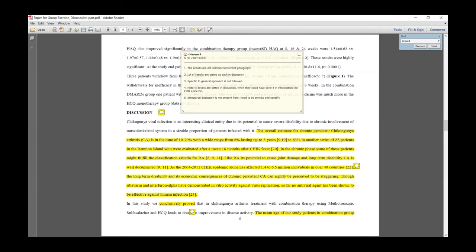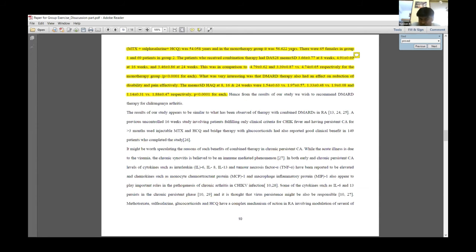Yes. The first paragraph doesn't have the summary of the results, as I've stated. A lot of statements are given which can be given in the introduction part, and the specific to general approach is not followed. "Conclusively proved the chikungunya arthritis" statement: such statements needn't be stated here, it's a little exaggeration. Then the mean age of study patients in the combination group versus the monotherapy is stated here, which can be stated in the results because they are not different as such. They needn't be stated in the discussion part. In the discussion part, I found a lot of results are written as such here. Rather than that, the interpretation of the results and how it is different from other cohorts would be more meaningful.